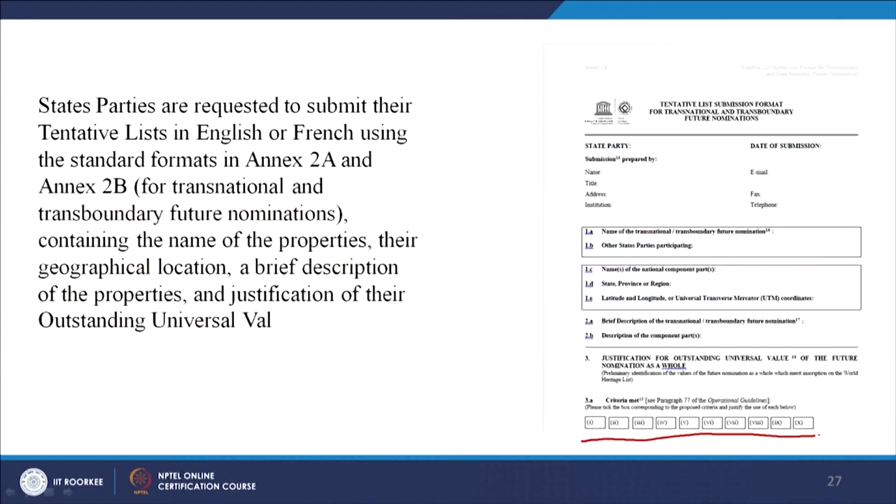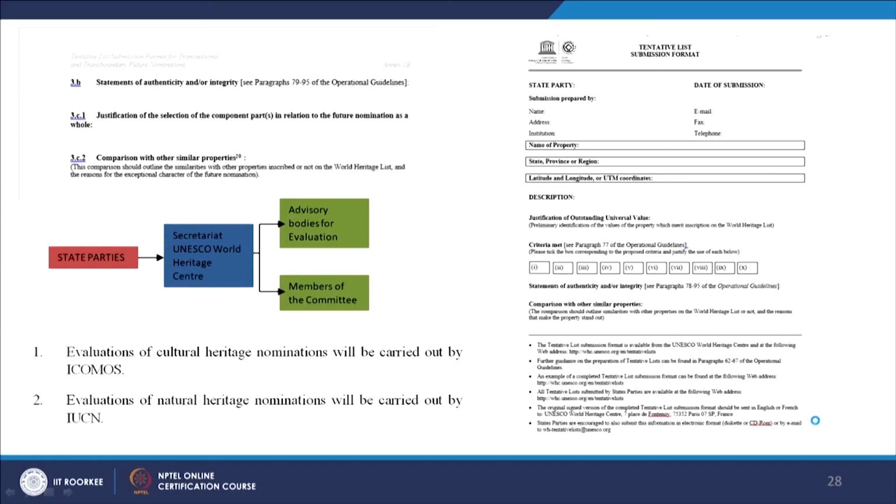So here, if you can see these criteria we showed in the earlier class and even today's class, the list of what criteria this particular property or place matches. And it mainly talks about the statements of authenticity, the evidence and integrity, and how we can justify the selection of component parts in relation to the future nomination as a whole. And the last important thing is the comparison with other similar properties, because we are talking about outstanding universal value. So what are the relevant similar properties? This is again a form, with different annexures, which I am just showing you how it is filled out.